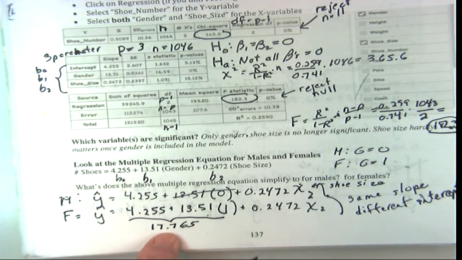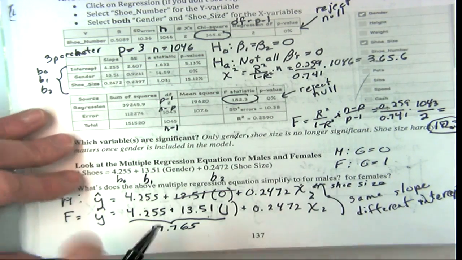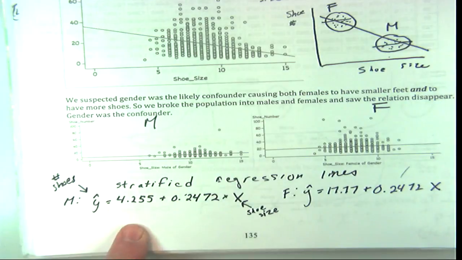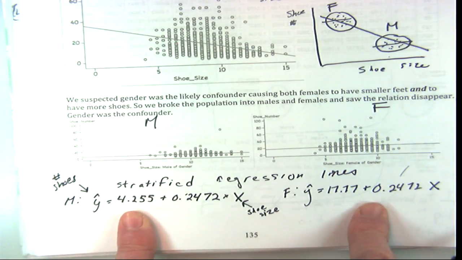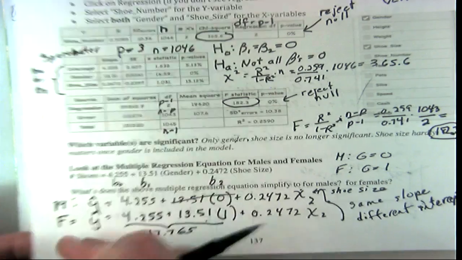Okay, and notice this should be the same as the stratified equations we got. Let's check it on page 135. It's the same as these. Okay, it's the same exact, see? When we force the same slope, we just got these same things.